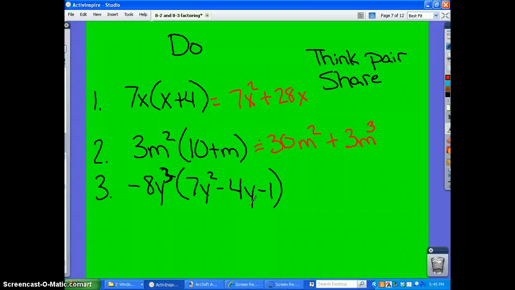And then on the last one, well, let's actually look through this. So negative 8y cubed times 7y squared, you have negative 56y to the 5th, add the exponents, plus 32y to the 4th, plus, again you have a double negative, negative, negative, plus 8y cubed. So again, if you got all 3 of those right, you are in great shape. All right, let's move on to the next problem.